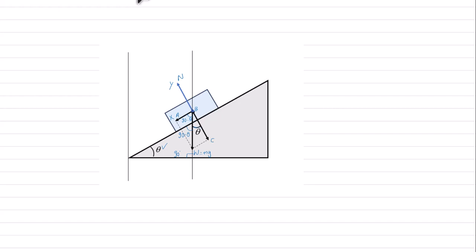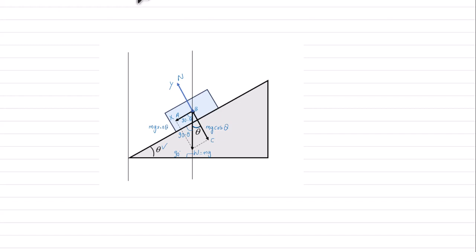So now it is very easy to split the weight into two components. The component which is along the angle theta will be mg cos theta, and also the component which is perpendicular will be mg sin theta. So this component will be mg sin theta.